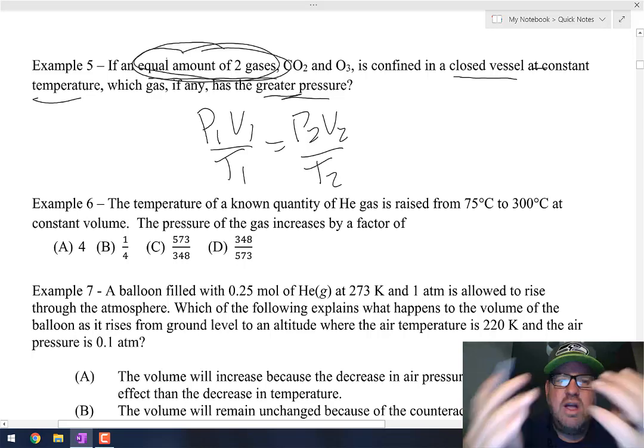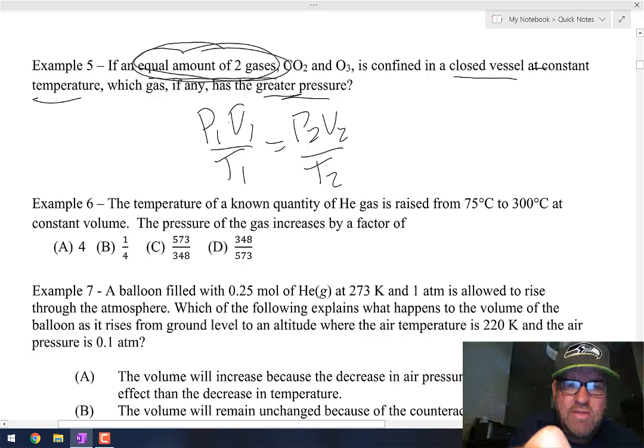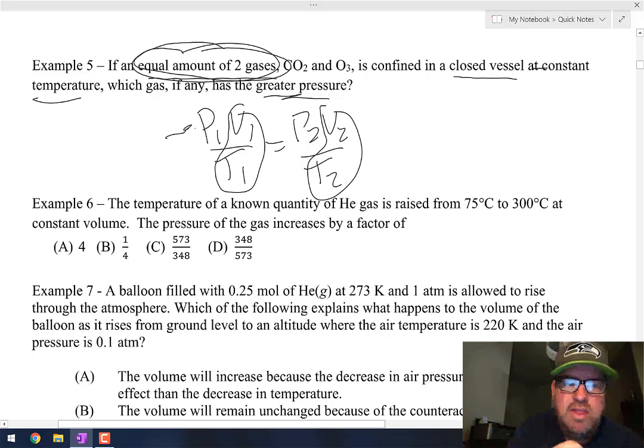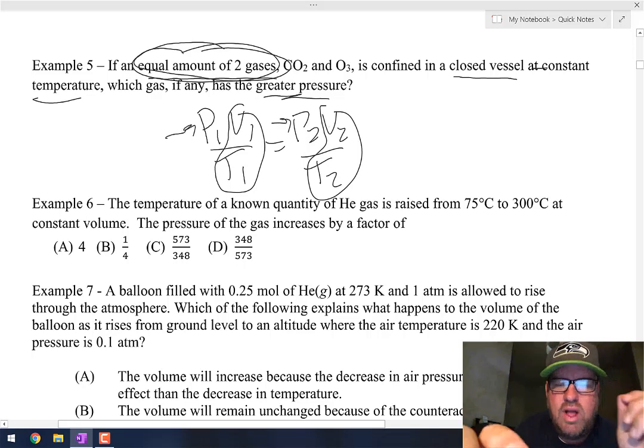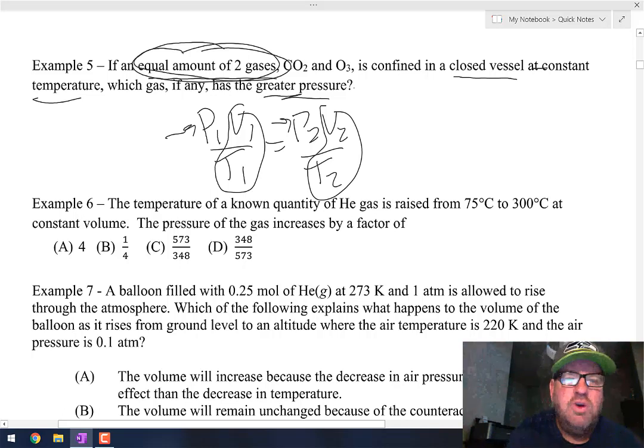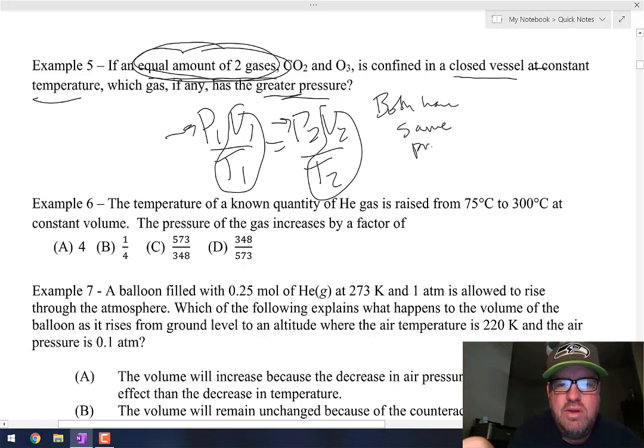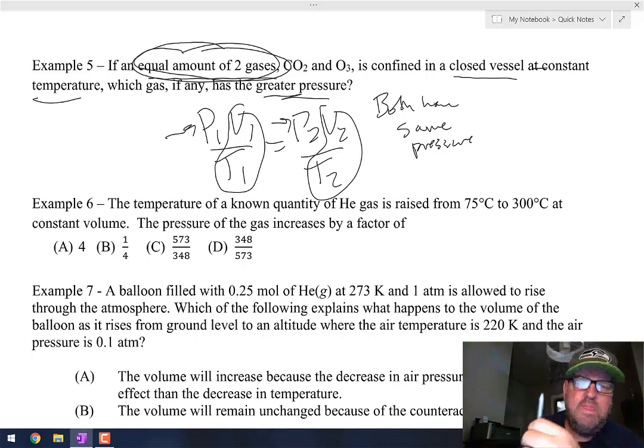But in this case, because the amounts are equal, if these 2 things are constant for both of them, if they're the same, then the pressures have to be the same as well, unless, again, you have more of one gas or the other. Okay, so which gas, if any, has the greater pressure? I would say they both have the same pressure. Okay, because constant volume, constant temperature, pressures must be the same when the amounts are the same.